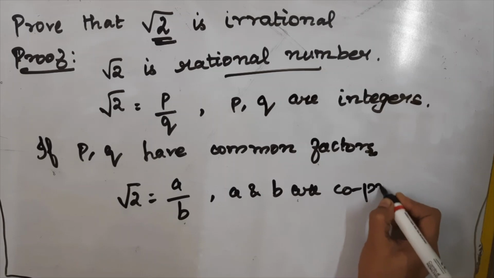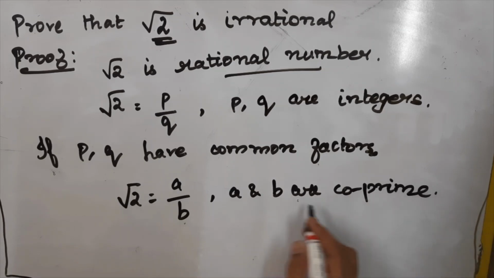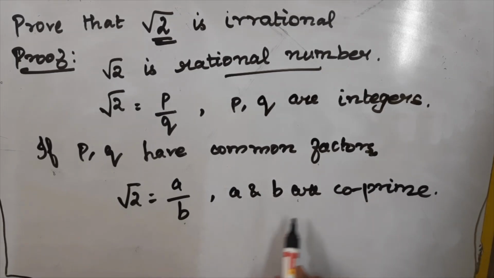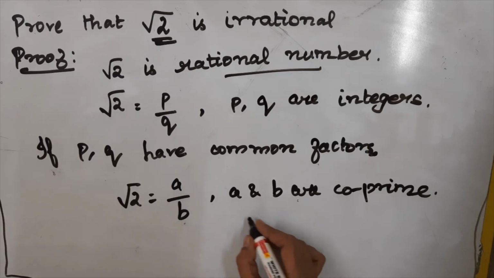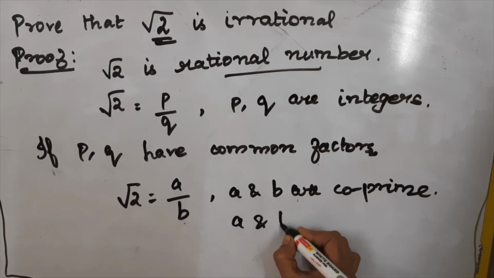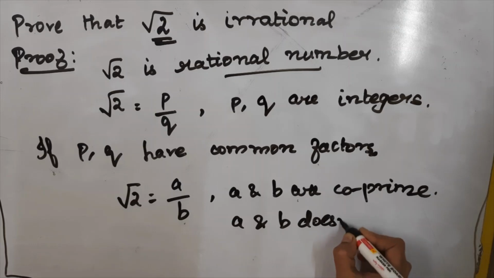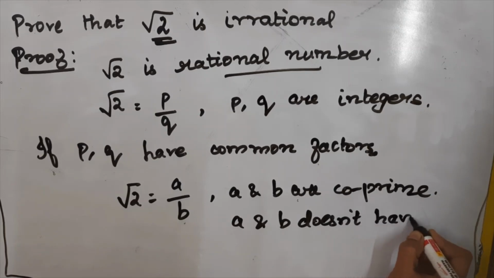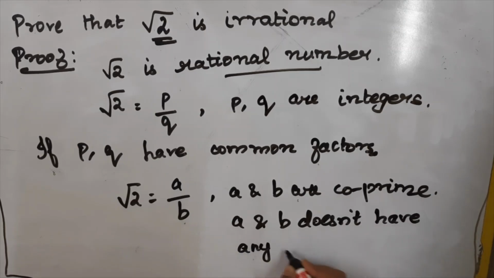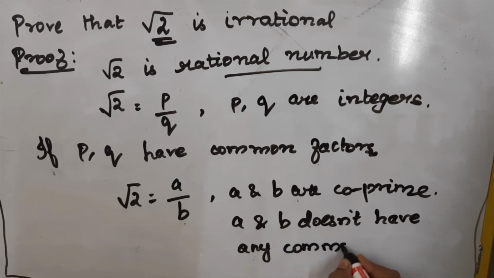What is a co-prime number? I have already uploaded a video. A and b are co-prime, which means they don't have any common factor.